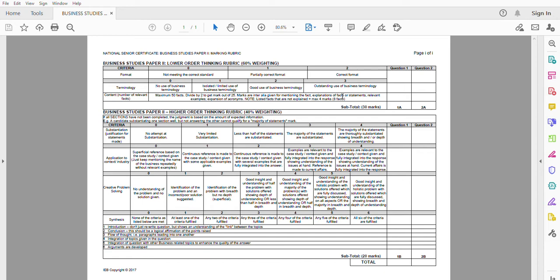Now, that section is your lower order thinking section, and you get a total of 30 marks for that. All right, so this is where you should really be aiming to bag those 30 marks because they're easy marks to get. Right, now we move on into the business studies paper 2, higher order thinking, and this is the 40%.